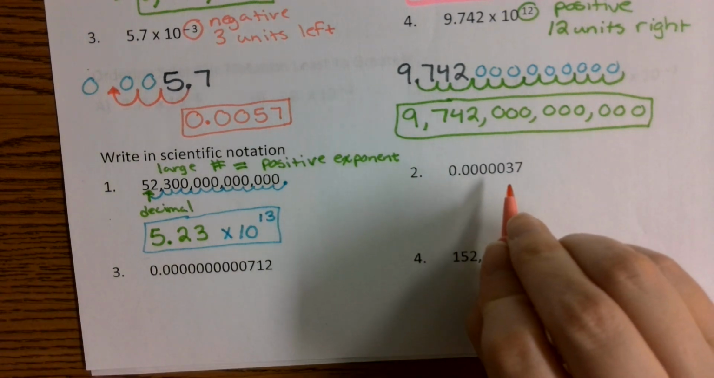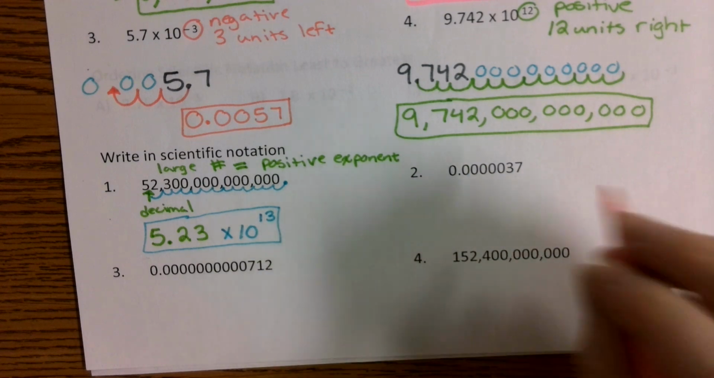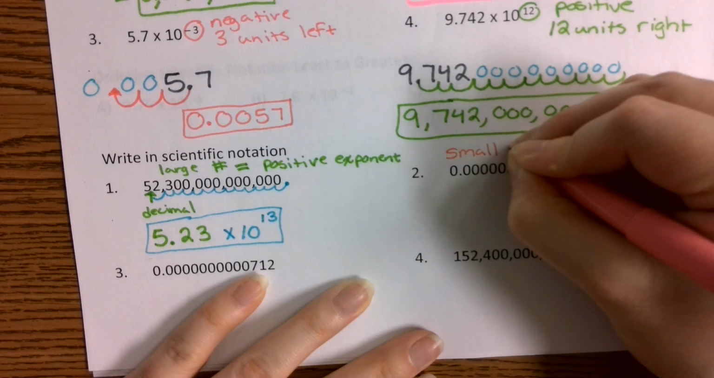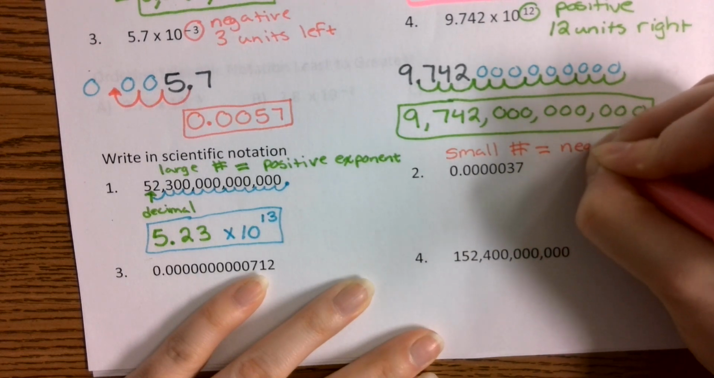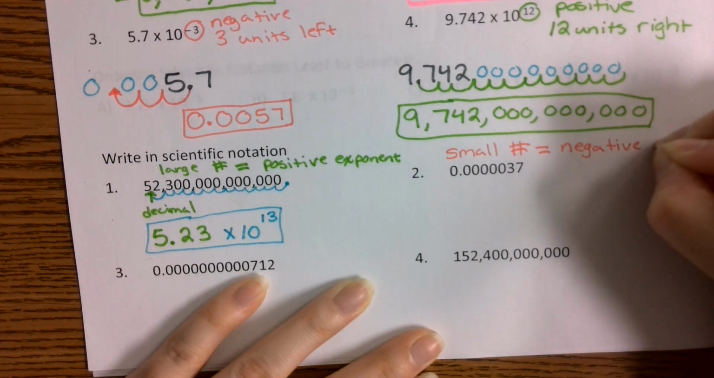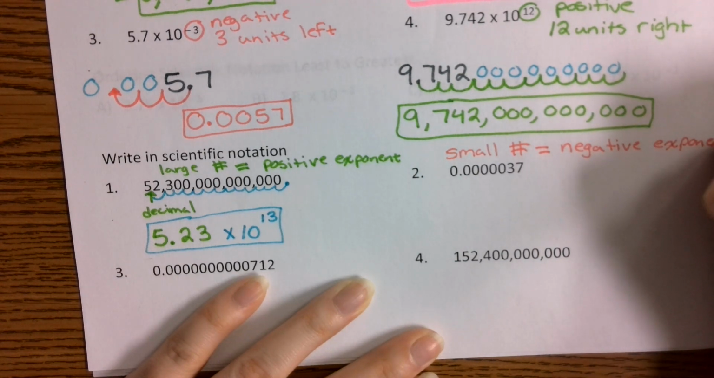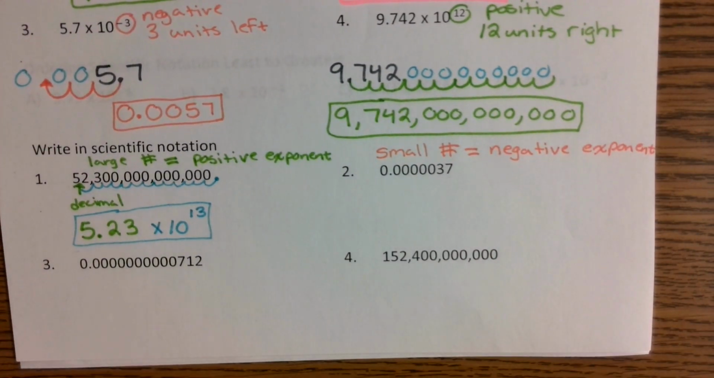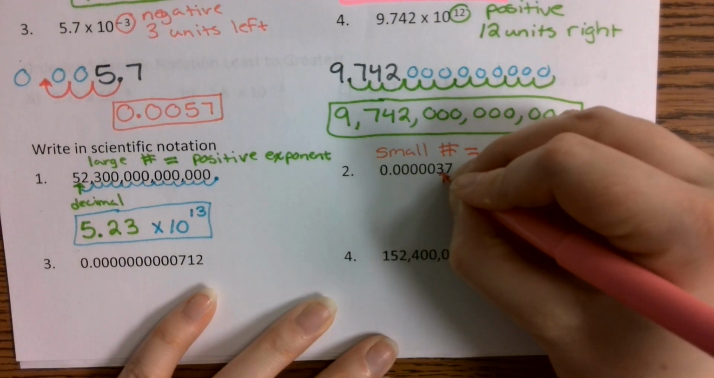For problem number 2, this is a small number. It's less than 1. That means we're going to be dealing with a negative exponent, because we're dealing with a value that is less than 1. Where do I need to place my decimal in order to create a value that's greater than or equal to 1, but less than 10? Between what two numbers? Bridget? Between the 3 and the 7. So we're going to place our decimal here.